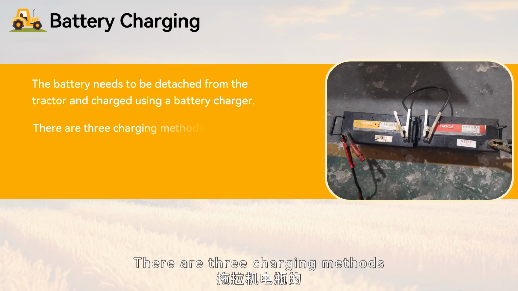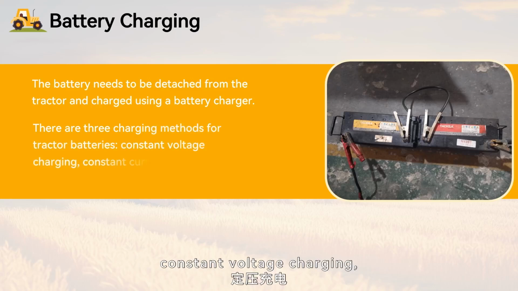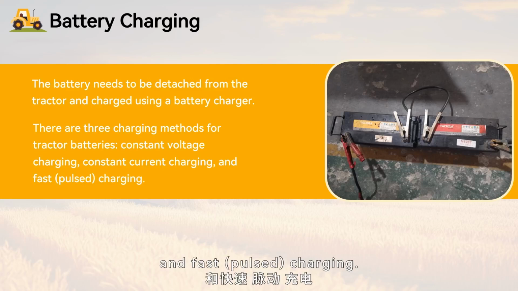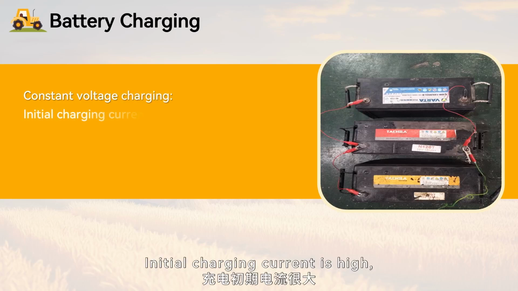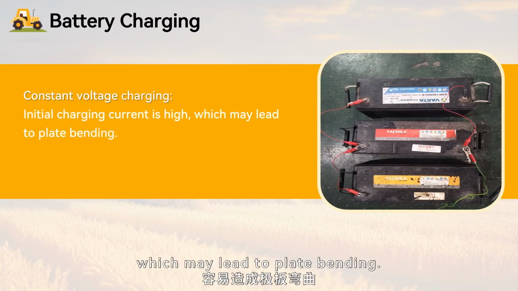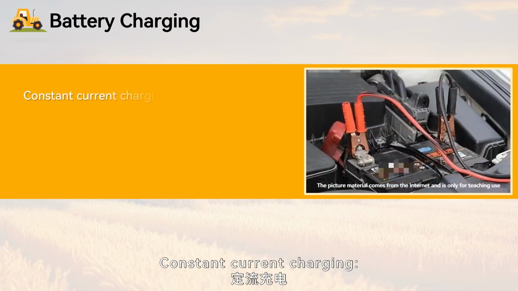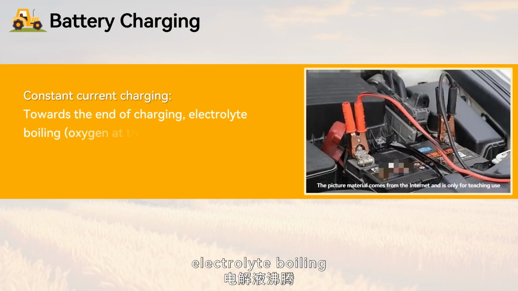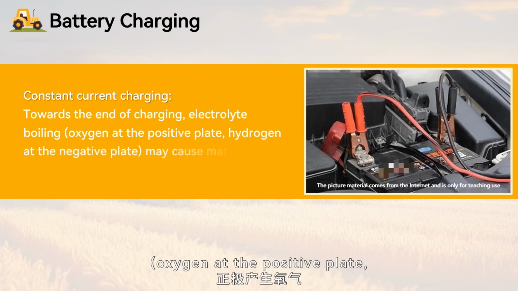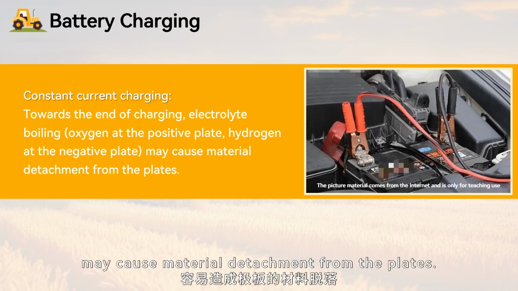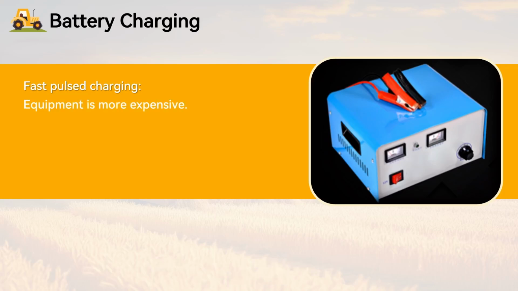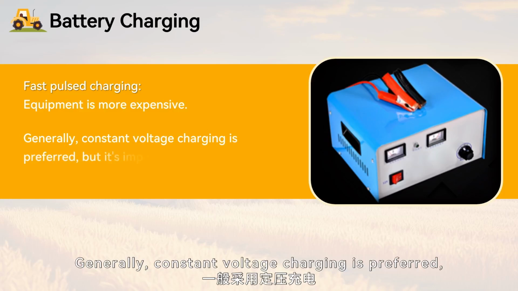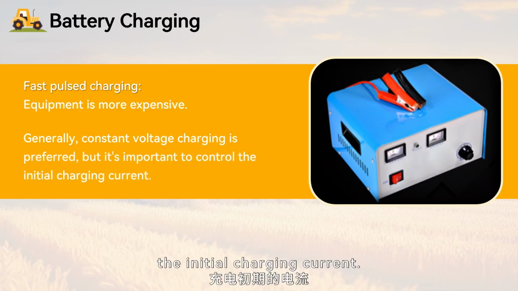There are 3 charging methods for tractor batteries: constant voltage charging, constant current charging, and fast, pulsed charging. Constant voltage charging. Initial charging current is high, which may lead to plate bending. Constant current charging. Towards the end of charging, electrolyte boiling, oxygen at the positive plate, hydrogen at the negative plate, may cause material detachment from the plates. Fast pulsed charging. Equipment is more expensive. Generally, constant voltage charging is preferred, but it's important to control the initial charging current.